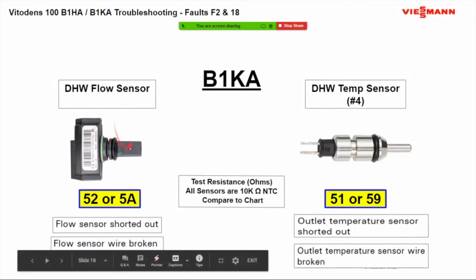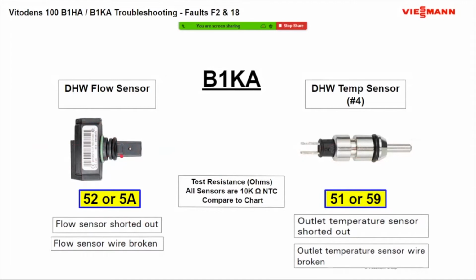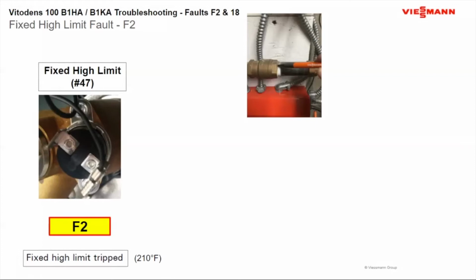Your flow sensor here, that's what's checking your GPM. And in that hole right there, if you ever take it out to clean it, never poke anything through that hole, because there's a sensor membrane in there that's sensing the flow. If you poke anything through there, you will definitely have to get a new one. So let's talk about the F2 fault to start with.